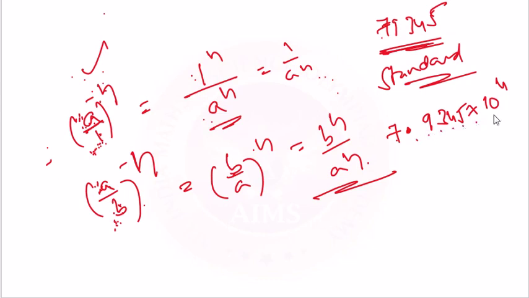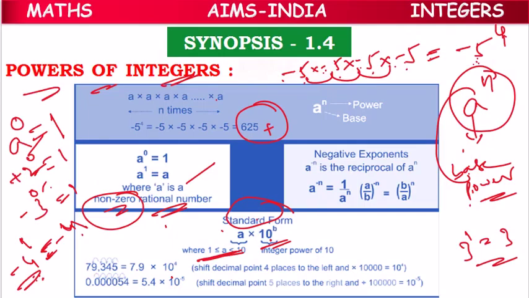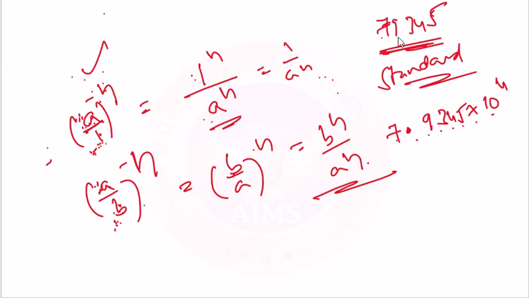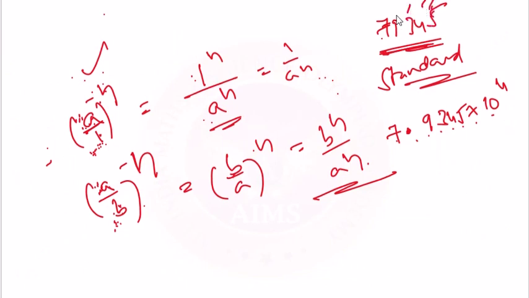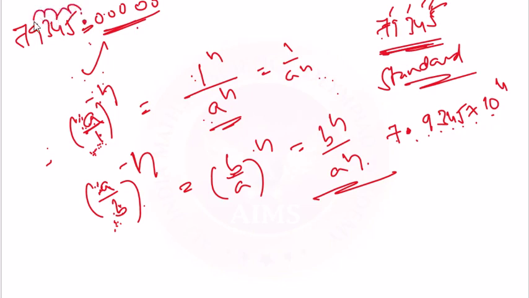7.9345 into 10 power 4. Like that we can write in standard form. Means decimal point, 1, 2, 3 places. Actually 79345 point, after that we can keep zeros. But for writing it in standard form, this point we are shifting towards the left 1, 2, 3, 4 places.